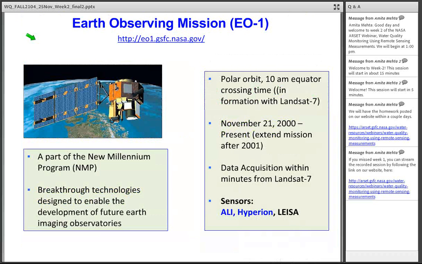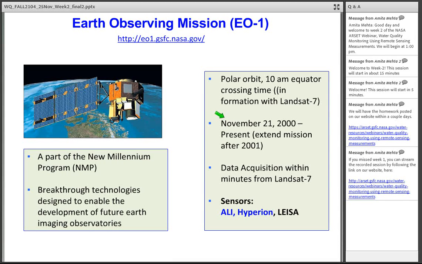So now we're moving to 2 of the research missions that we talked about. EO-1, or Earth Observing Mission, was launched in 2000 and has an equator crossing time of 10 a.m., similar to Landsat. It's a polar orbiting satellite, and it was launched in formation with Landsat 7. So both these satellites are used for validation of each other's observations.